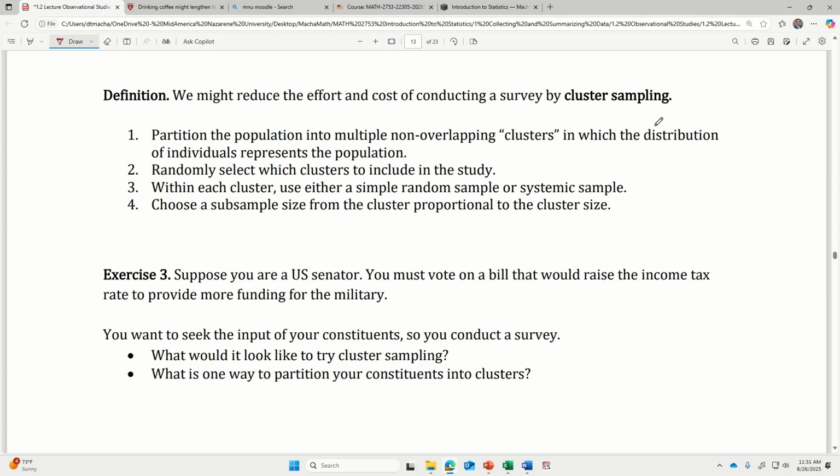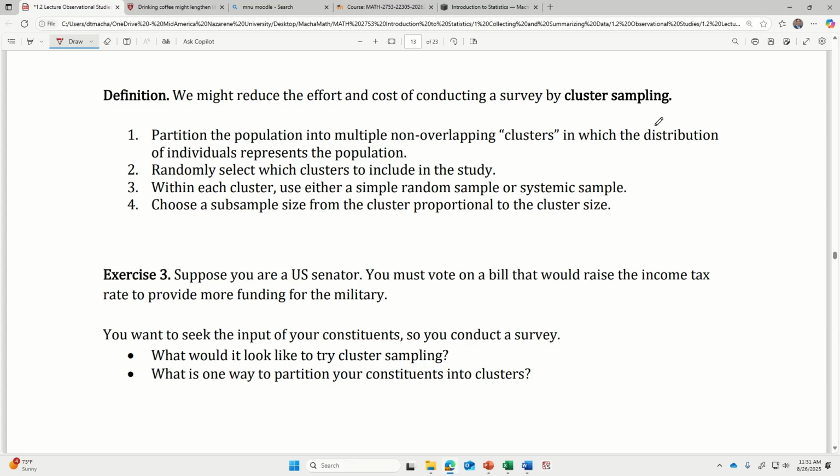It's called cluster sampling. It's going to sound really similar, but it's different. Step number 1, we're going to partition our population into multiple non-overlapping clusters, not strata. The difference is that for clusters, we want the distribution of individuals in the cluster to match the overall distribution of individuals in the whole population. And this is surprisingly difficult to do well.